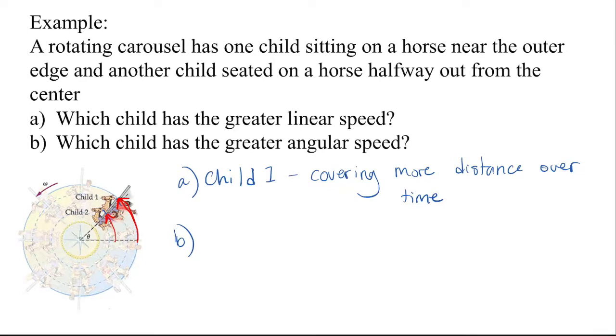I want to know which one has the greater angular speed. So remember, angular speed is what angle they are displacing over time. And I don't know about you guys, but this looks like the exact same angle this whole time. Right? They're all covering this angle theta, so therefore they have the same angular speed because they're displacing the same angle over time.